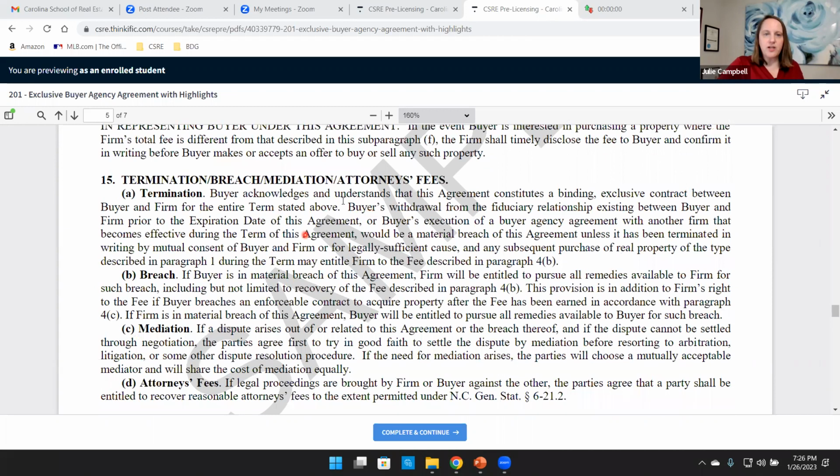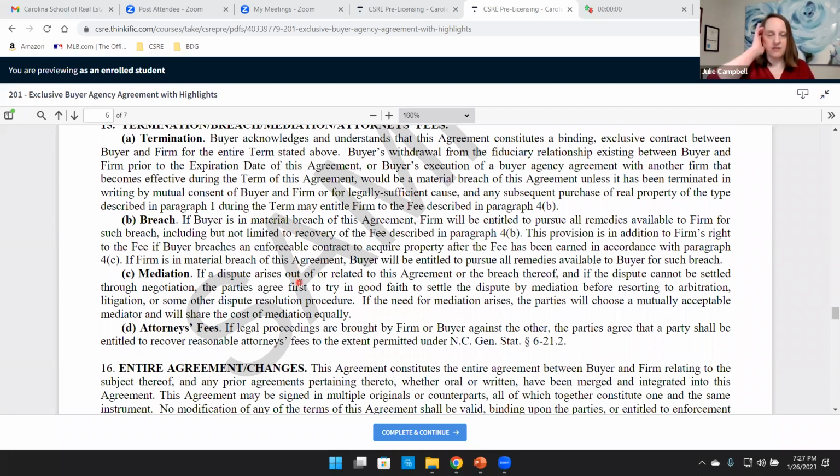There's that termination, breach, mediation. Again, any legally binding contract is going to have the provision about what happens if we breach, what happens if it terminates. So this addresses that, if anybody does or doesn't do what they promised to do.